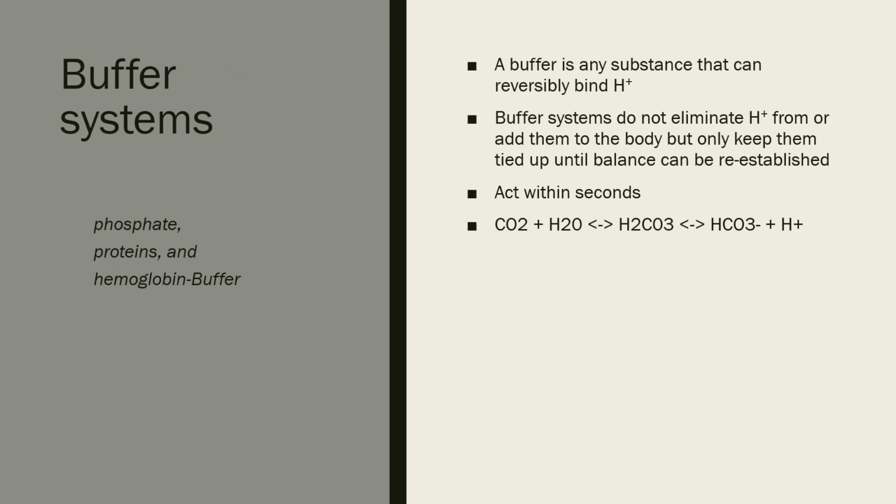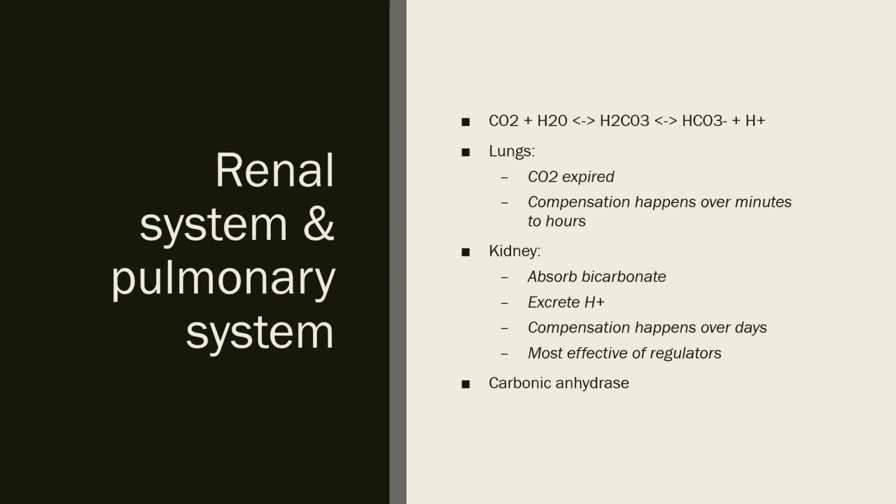We will start with buffer systems. The main buffer systems are phosphate, protein and hemoglobin buffers. Why am I starting with buffer systems? Because they act within seconds of any change in our acid-base balance. They do not eliminate the hydrogen ion per se. They make sure to bind with hydrogen ion so that it does not change our concentration in blood and keep them stabilized till our acid-base balance is re-established. So a buffer is any substance that can reversibly bind hydrogen ion. Next, our renal and pulmonary system.